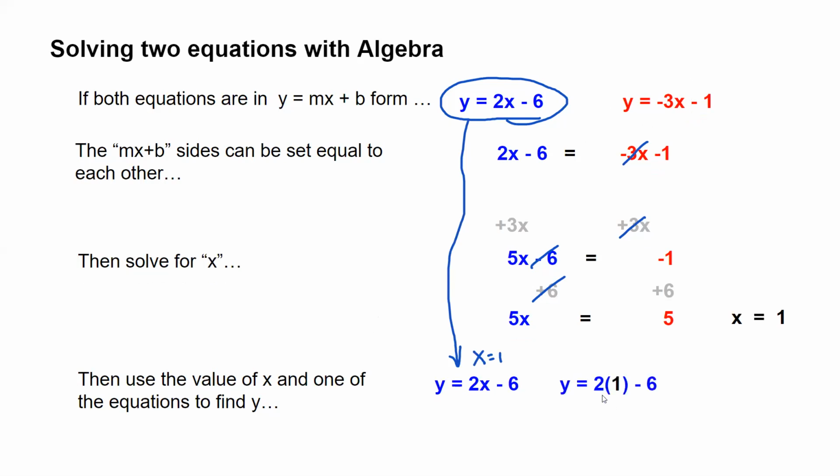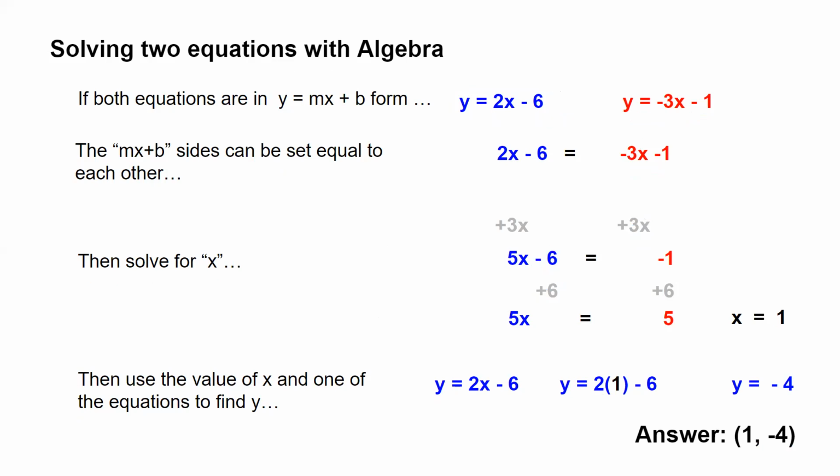Y must be 2 times 1 minus 6. Y must be negative 4. We are done. We can put together our coordinate. The answer is 1, negative 4. Now, I realize that may feel like a lot to do for a single problem, and you are not wrong. That's a little bit challenging.